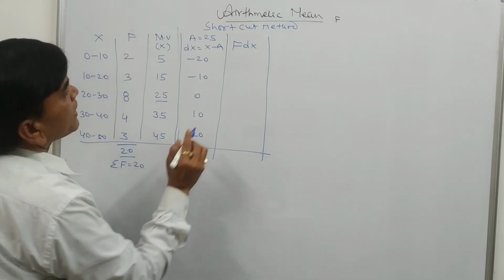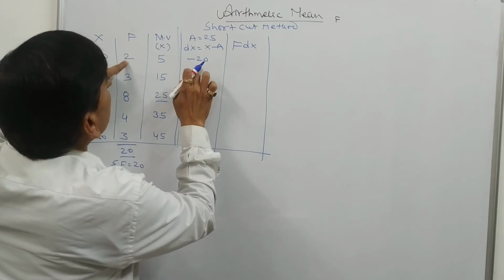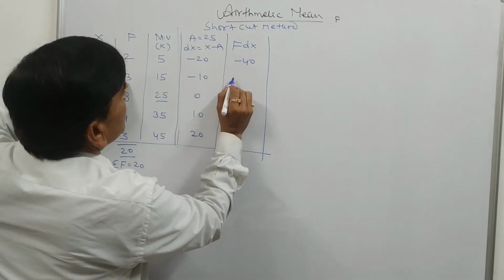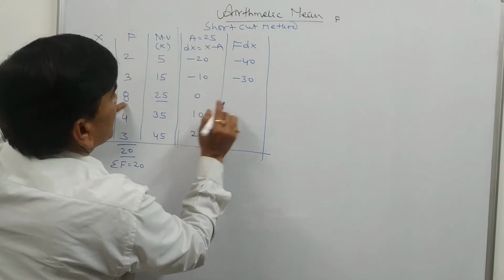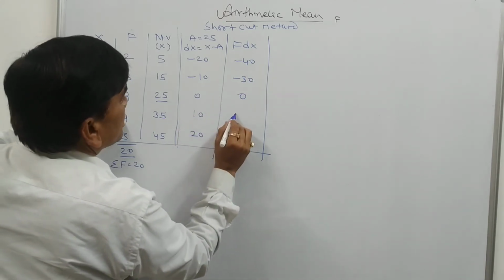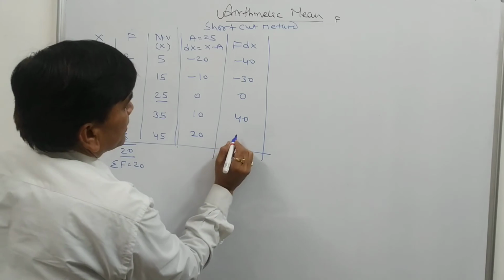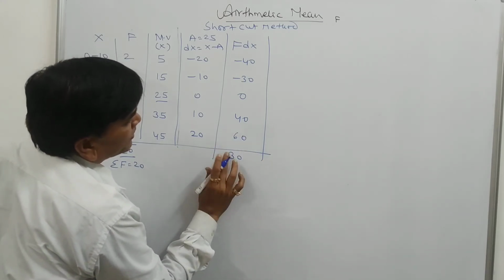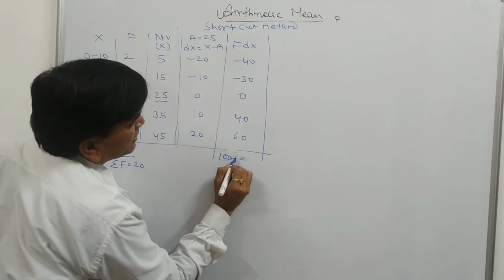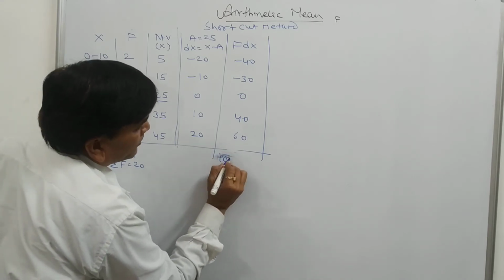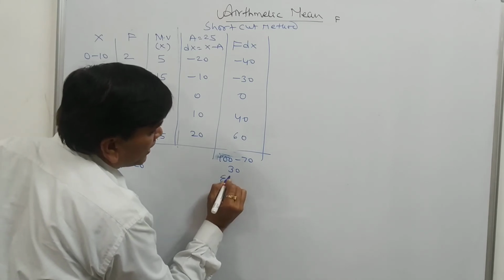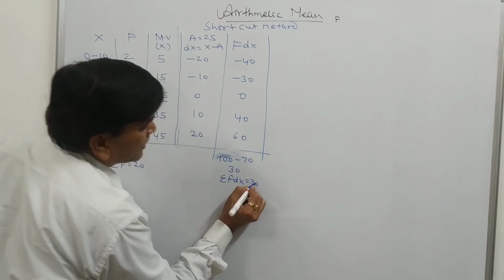For f dx we multiply f with dx, that is minus 40. 3 multiplied by this, minus 30. 0. 4 times 10 is 40. 3 times 20 is 60. So the result will be plus 30, because 100 is plus and 70 is minus, so 100 minus 70 is 30. Sigma f dx value is 30.